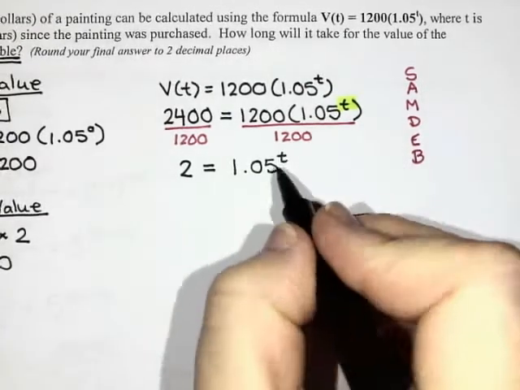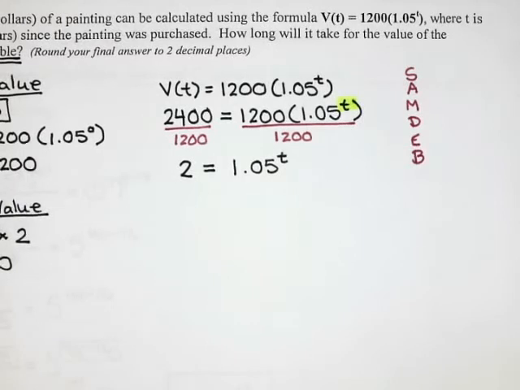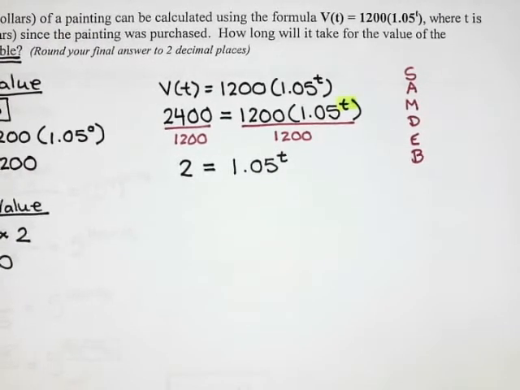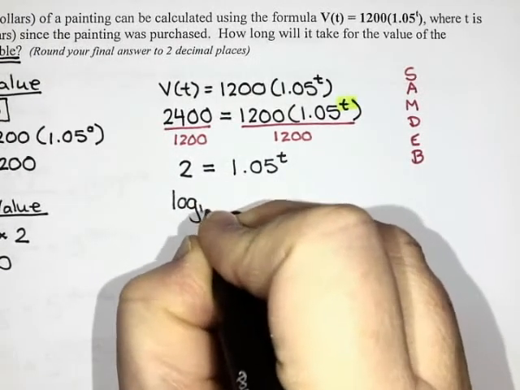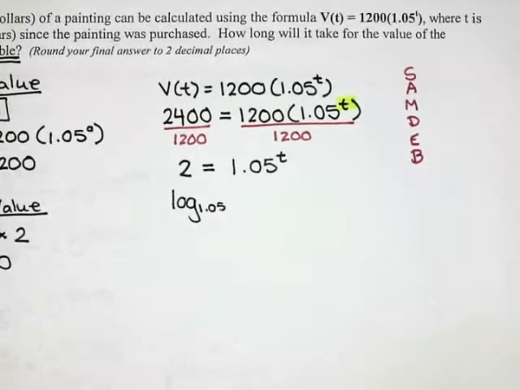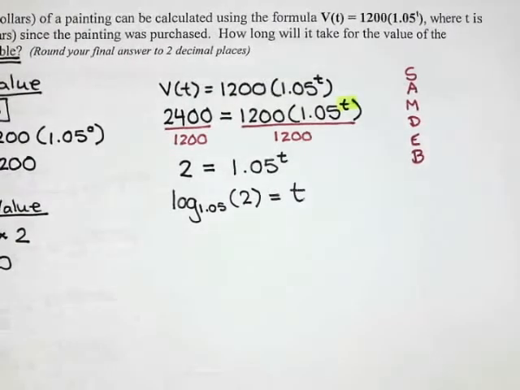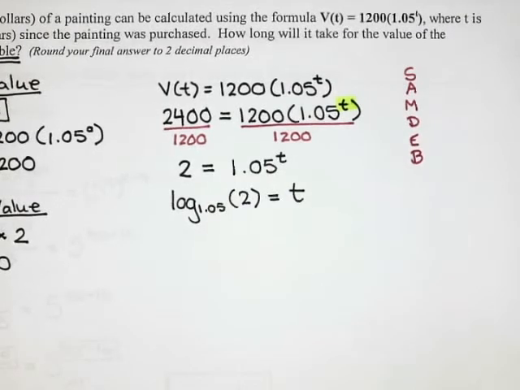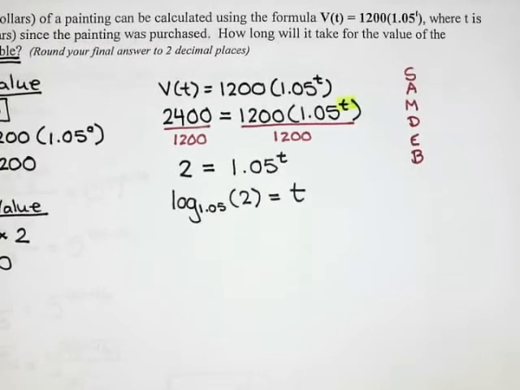Okay, so how do I solve for t when t is in the exponent? Well, I want to try to find a way to get rid of that base. So I need to try to figure out how to get rid of a base of 1.05. So the inverse of an exponent with a base of 1.05 is to do a log with a base of 1.05. So we're going to do log base 1.05 of 2, and that should equal t. Now, did the question say that it was okay to use a decimal? Yes, it did. It said round your final answer to 2 decimal places.